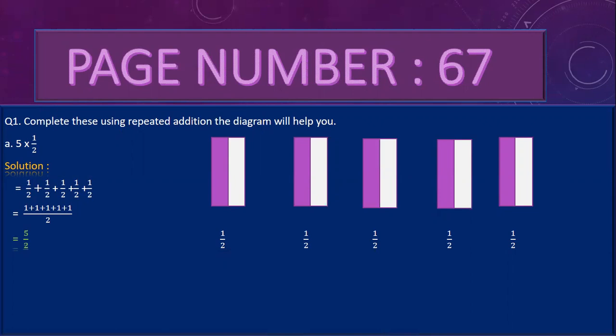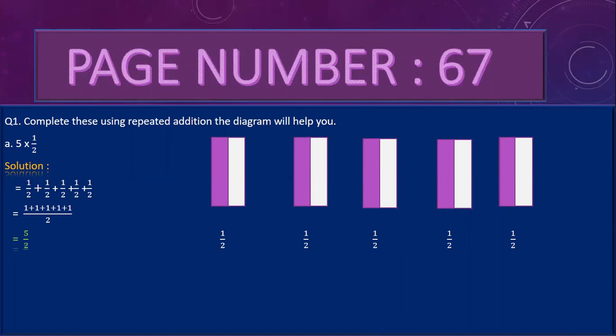In part A, 5 multiply 1 by 2, a multiplication is given, and you also see that diagrams are given to you. So we add the shaded portions of the diagrams, and we see that the addition and the multiplication, both answers are the same. How many diagrams are given to you in the question? You see 1, 2, 3, 4, 5.